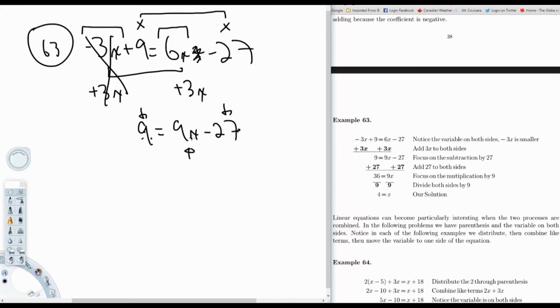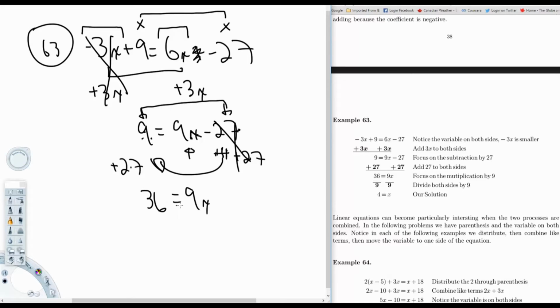This is a term, a number with x. We have to combine these two, and we have to combine them in a way which will allow us to solve for x. So we're going to move this junk right over here. We will do this by adding 27 to both sides because we have minus 27. It cancels out. This is 0. So we get 9x, and 9 plus 27 equals 36. Let's take a look at this.